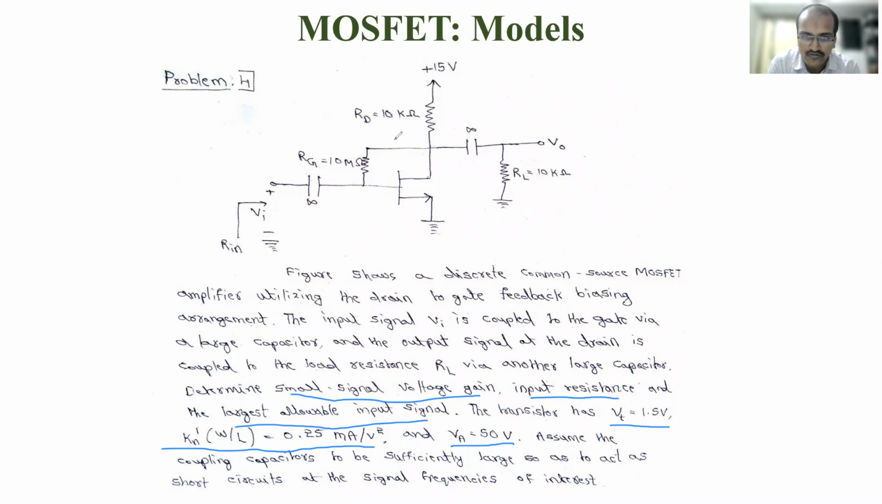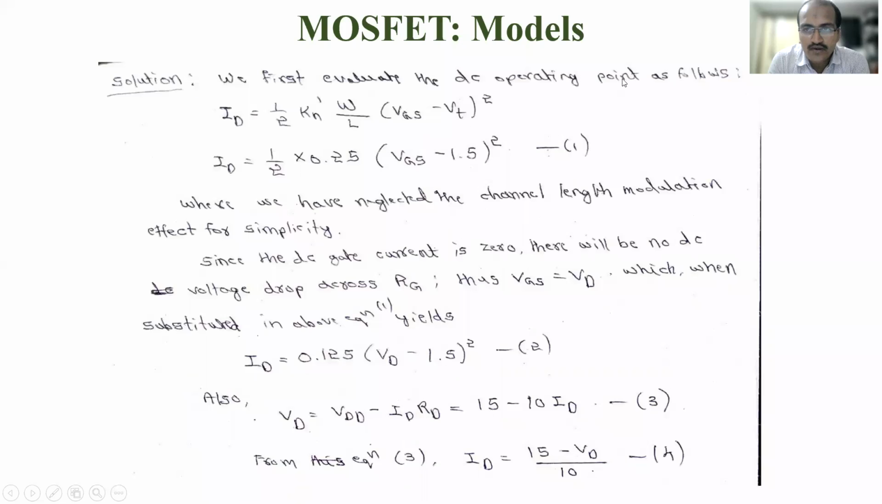So we have to start step by step. First, we need to calculate the DC biasing drain current, ID. From there our solution starts. We'll see how we will proceed. It's a very simple problem, but it groups all the concepts. We first evaluate the DC operating point.